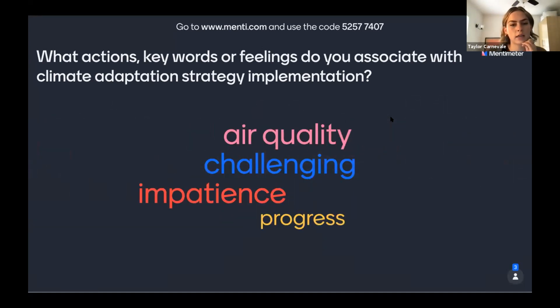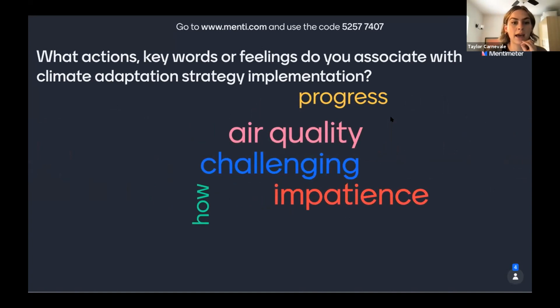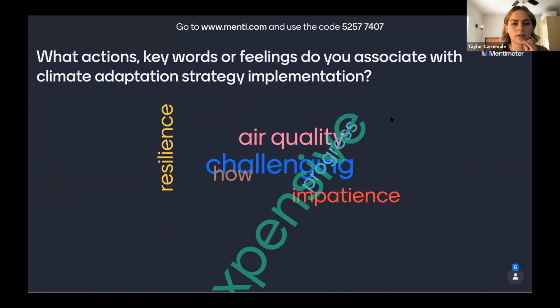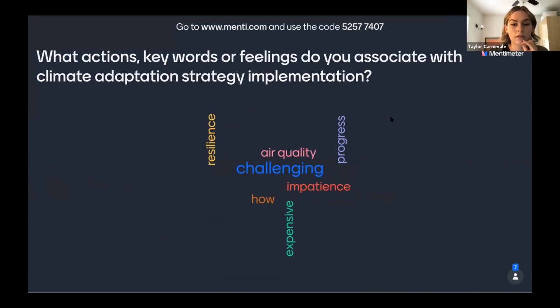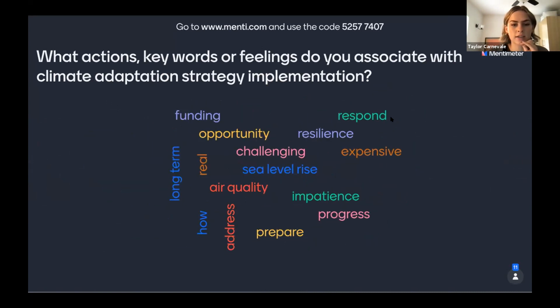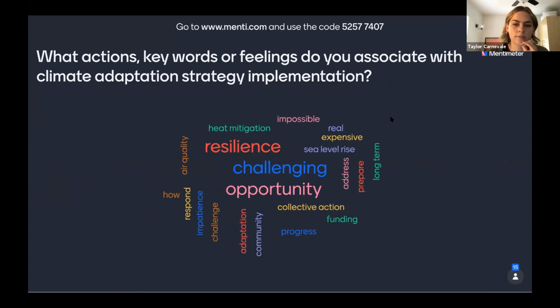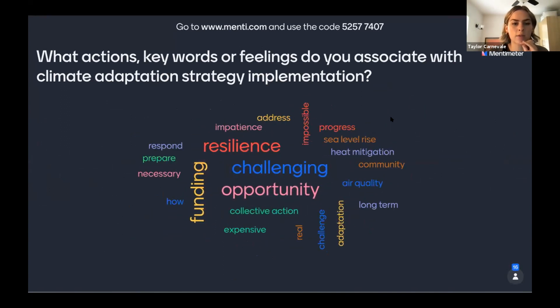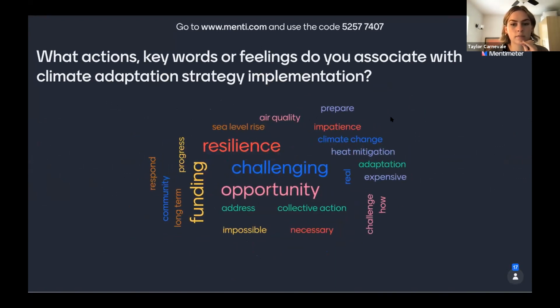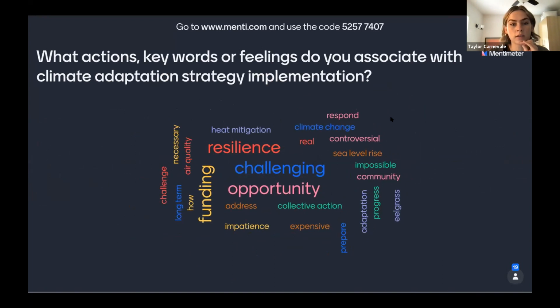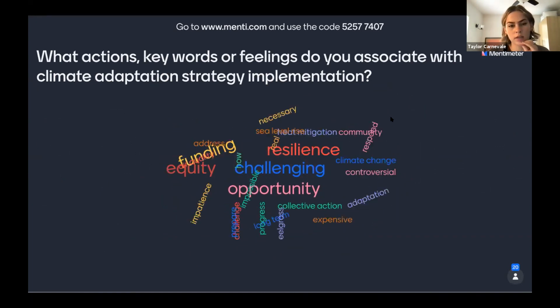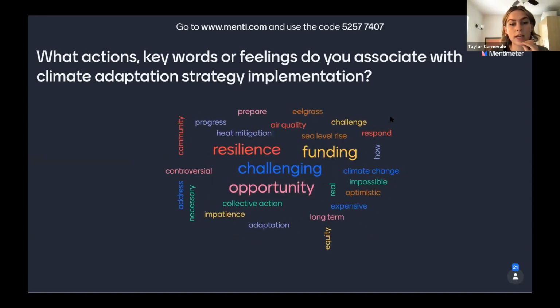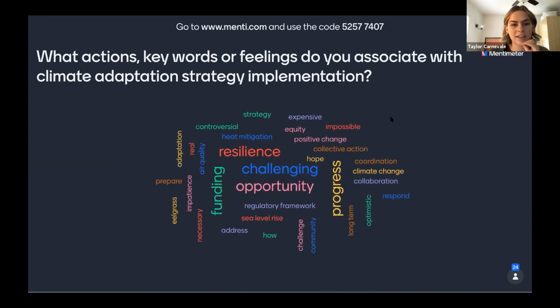So I see challenging, impatience, progress, air quality, how, resilience, expensive, funding, long-term opportunity, address, respond, community, necessary, real, heat mitigation, air quality, equity, controversial. Thank you all for contributing. These are amazing. Collective action, coordination, collaboration, optimistic, sea level rise.